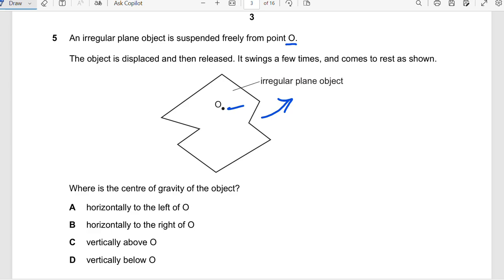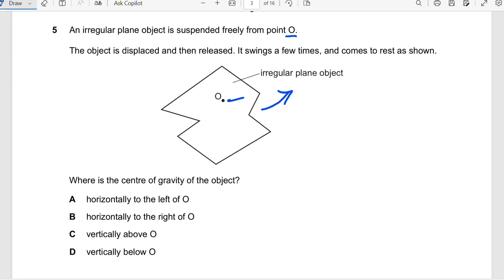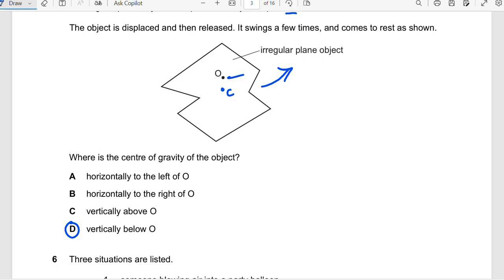What is the center, or where is the center of gravity? So when the object is at rest, it's not moving. Always remember that the center of gravity will be under the point of suspension. Okay, so the center of gravity must be down here. It must be below here at this point. Okay, I'll name it C. So it is vertically below O, below the point of suspension.